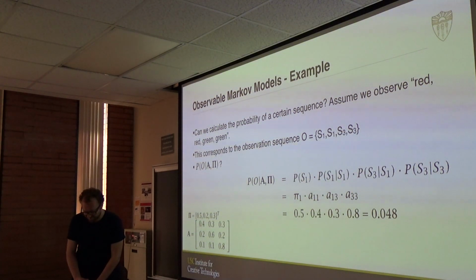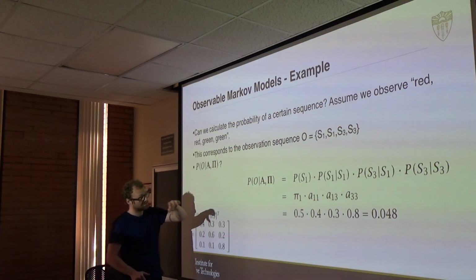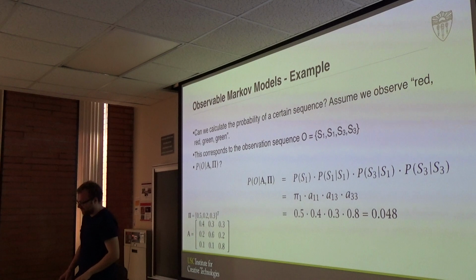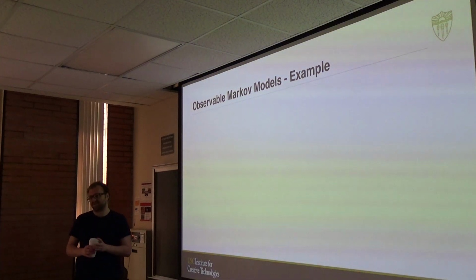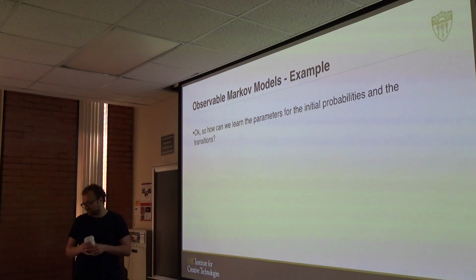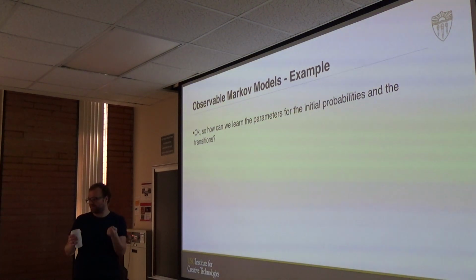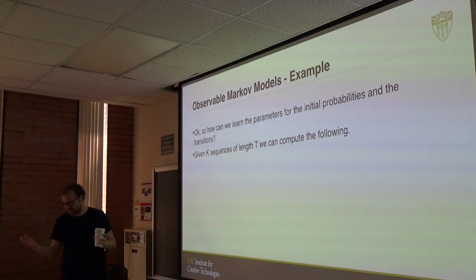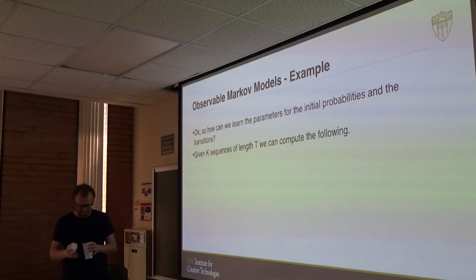Okay, so if you have this model, you can compute any of these sequences and the likelihood of these sequences. But now the question you could ask yourself is, how do we know that this is the model, right? How do we learn these parameters? How do we learn the pi and the transition probabilities? Training data. So we need sequences to observe, right? So given a number of sequences, we can compute these variables.